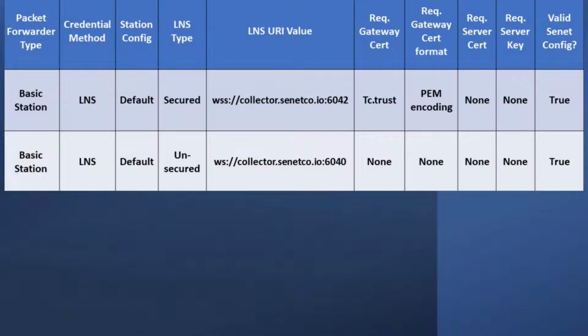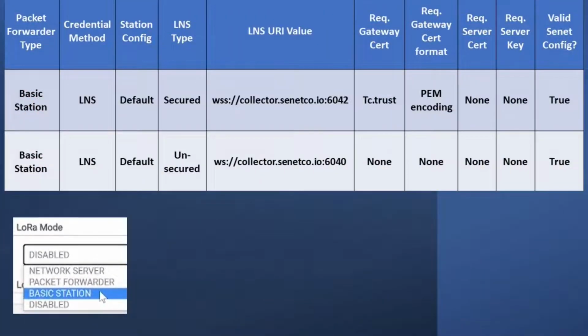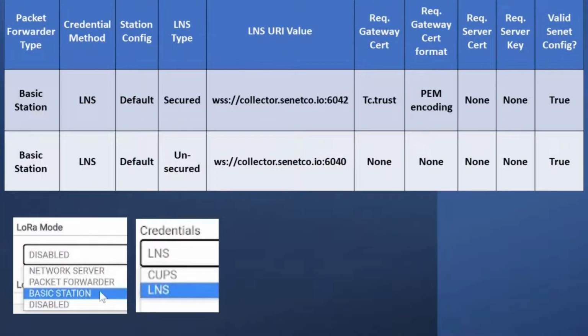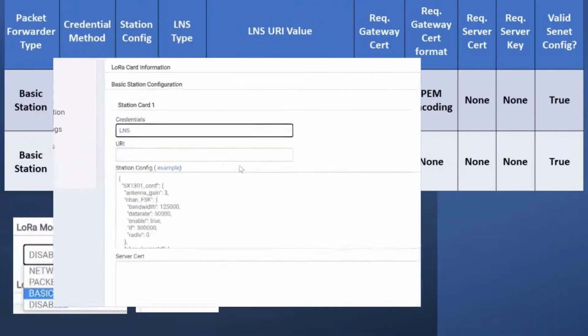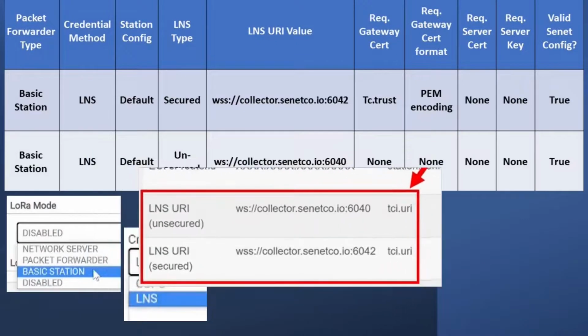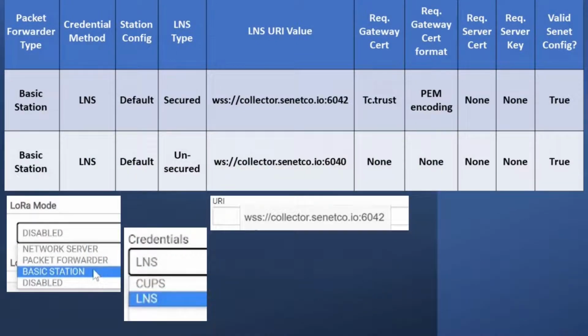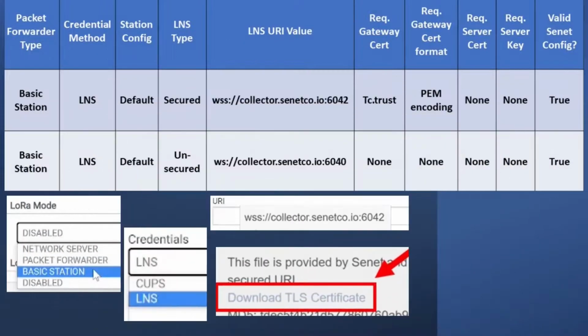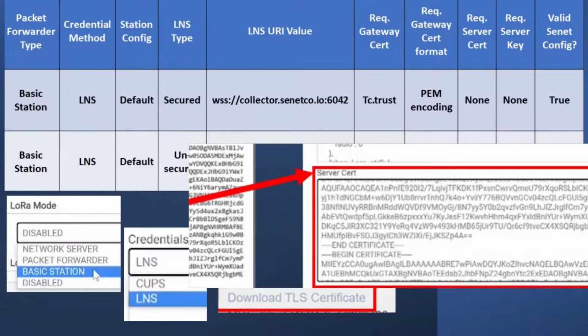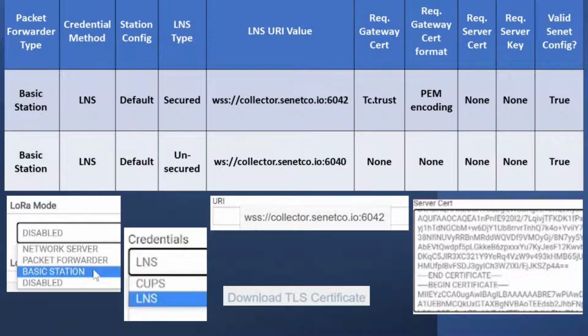To review, we selected Basic Station from the Packet Forwarder drop-down menu. Then, in the Credentials drop-down menu, we selected LNS. By referencing the supplemental Senate documentation on Basic Station, we were provided two options for the LNS URI value, picking one and copying the value into the URI entry box. If we selected the secured version, we additionally downloaded a copy of the Senate-provided TLS certificate and converted it to the required PEM encoding by opening the certificate file with a text editor and pasting the entire contents into the server cert entry box.